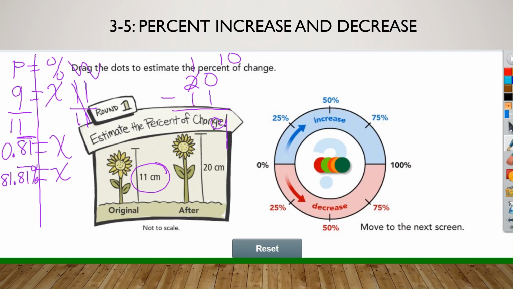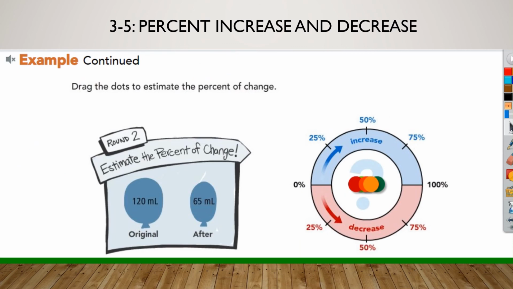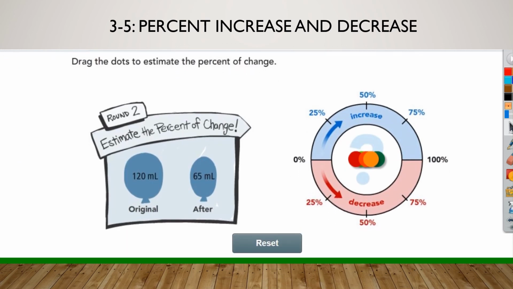So let's go ahead and round that percentage. Let's round it to the nearest whole percentage, so the ones place. When I round that to the ones place, you have to look at the tens place. And if that number is 5 or more, you have to raise the score. So this will round to 82%. So the percent increase is about 82%. Now we know it's an increase because it's going from 11 to 20, and that number increased, so that means the final answer is going to be an increase. Drag the dots to estimate the percent of change.